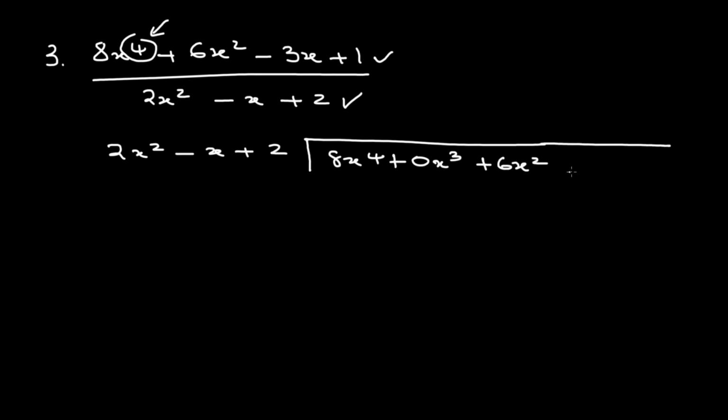We continue. Then minus 3x plus 1. Like that. So now we have 1, 2, 3, 4, 5 terms. Now again, the most important factor will be this one, or term, because that's the one we use for dividing. So here into that one gives us 4x squared.